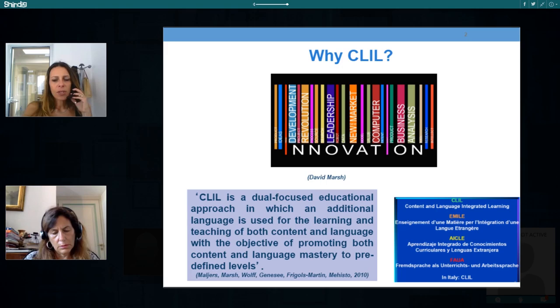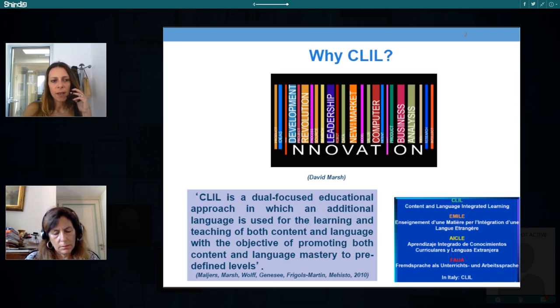Okay, so I was talking about the definition of CLIL, which is the Anglo-Saxon acronym for this methodology, Content and Language Integrated Learning, fostered by the European Commission. So we have the strong focus from the European Commission, considering it as an innovative methodology, interactive and innovative as you can see from the picture, because it can, first of all, promote plurilingualism, and this is one of the main objectives, and it can also innovate and improve the quality of education in general.